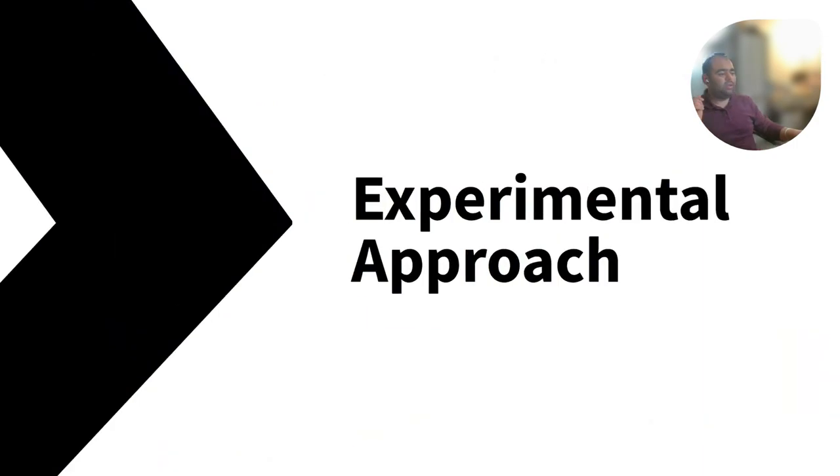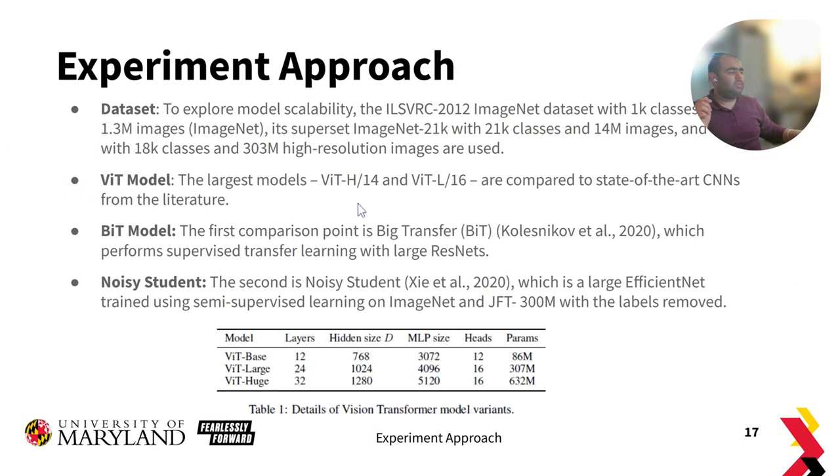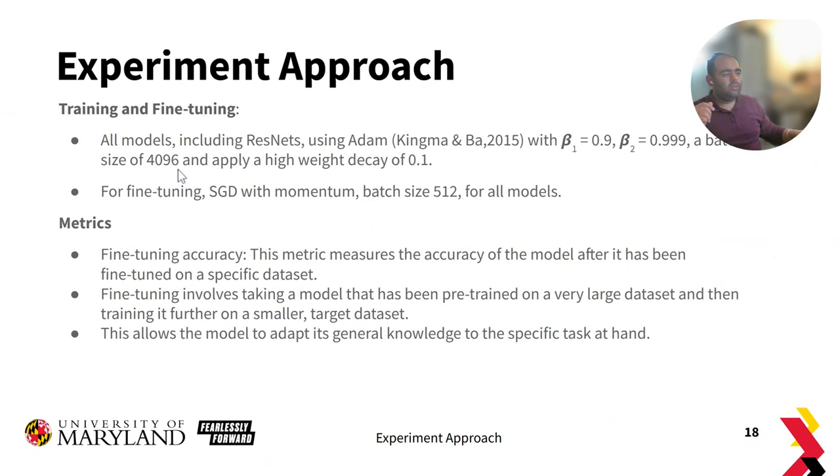So what is the experimental approach? First, the datasets. Three datasets are used: ImageNet, the superset of ImageNet, which is ImageNet 21K, and the biggest set, JFT 300M, with 303 million high resolution images. Three models are compared in this paper: the ViT model, or Vision Transformer model, the BiT model, which is basically a large ResNet model, and a Noisy Student model, which is just an EfficientNet trained on the JFT 300M dataset. Here are the parameters that they have used for fine tuning. The metric is just the accuracy on some fine tuned dataset for the classification problem.